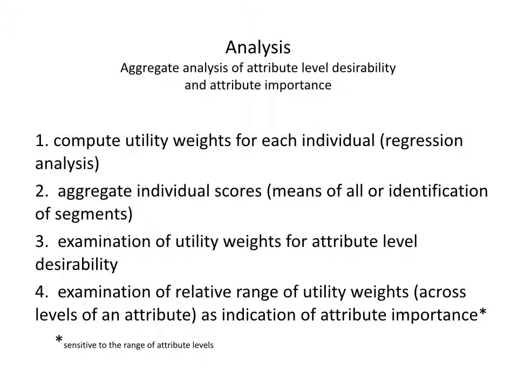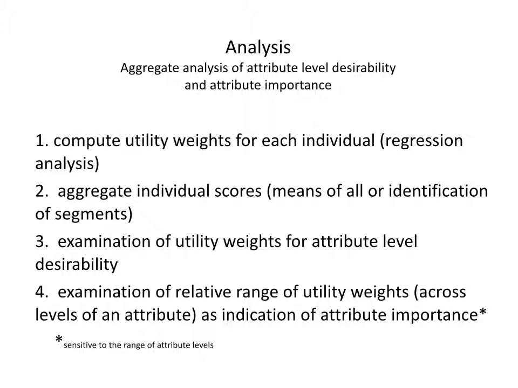And then step 4, we can look at the range of utility weights within an attribute, that is, across levels of the same attribute, as an indication of attribute importance. So if utility weights range from 0.1 to 0.9 on one attribute, that means that if we choose the best level of the attribute, we get 0.9 units of utility, and if we choose the worst, we get 0.1, so we get a range of 0.8.